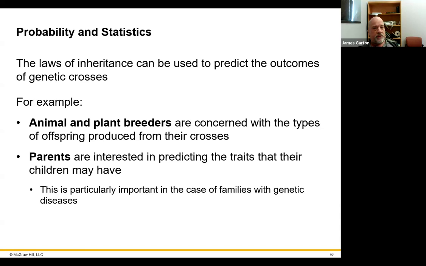And these probability calculations can allow plant and animal breeders some kind of knowledge about how much of the genetic variation concerning the trait in question has been exhausted by generations of selective breeding. And then in the human world, parents might be interested in predicting the traits that their children might have. This is especially important in the case of families that have a history of genetic diseases.